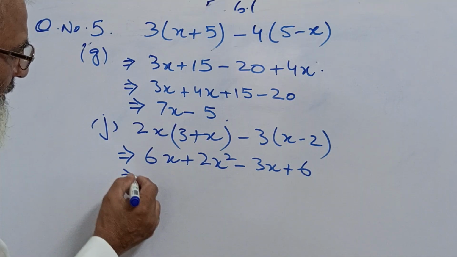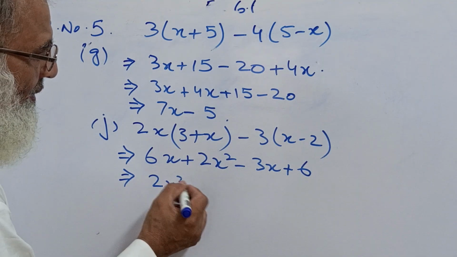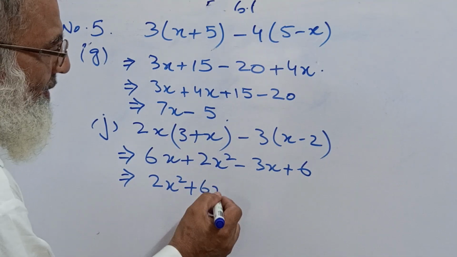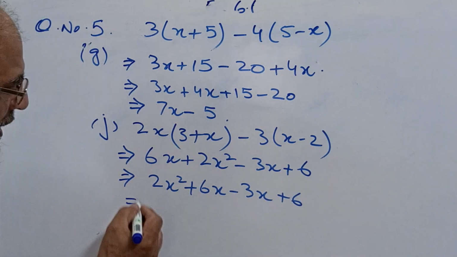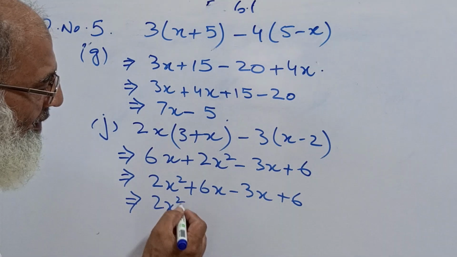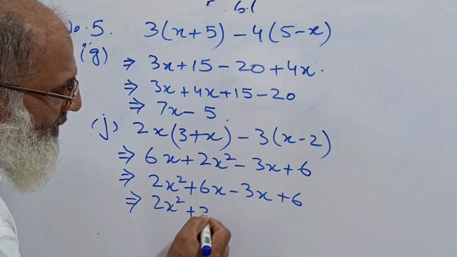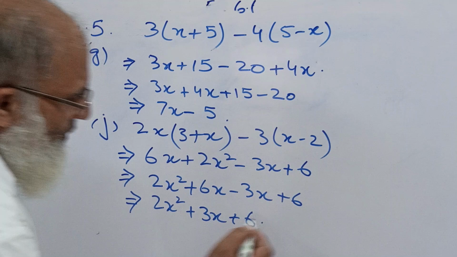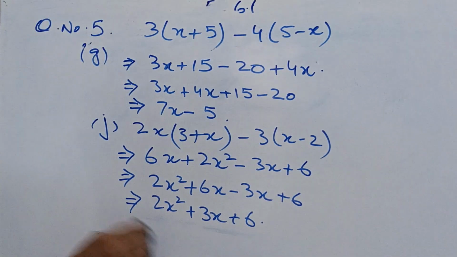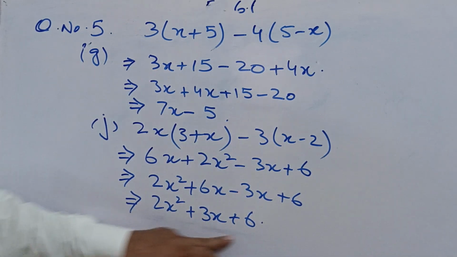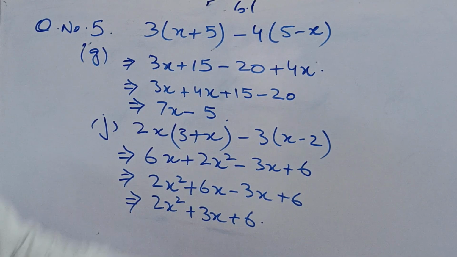Now 2x square, plus 6x minus 3x plus x. 2x square plus 3x plus 6 is your answer. So my dear students, this is your answer. Check it out: 2x square plus 3x plus 6.